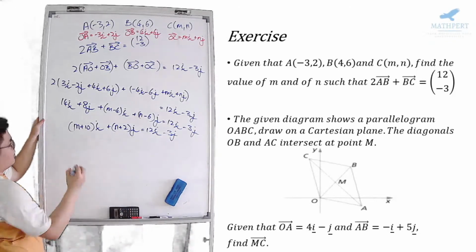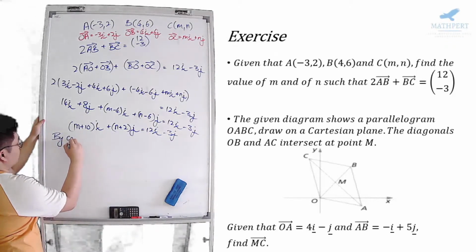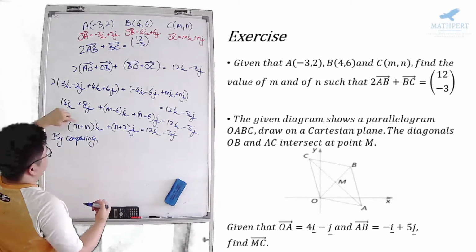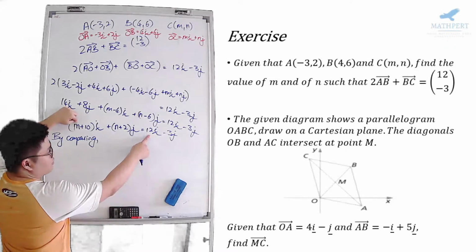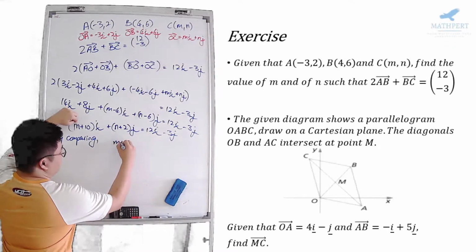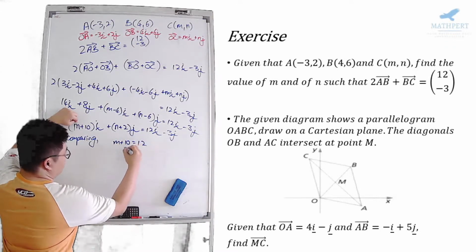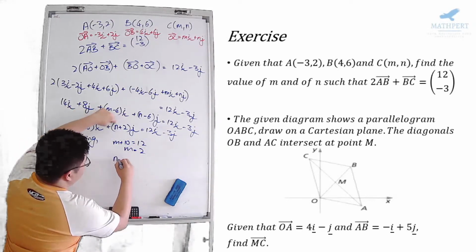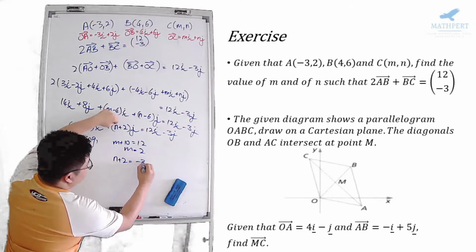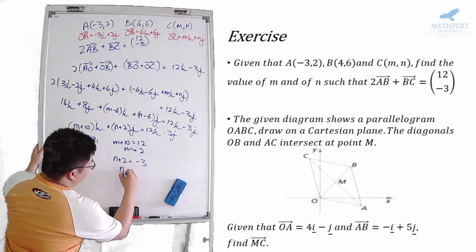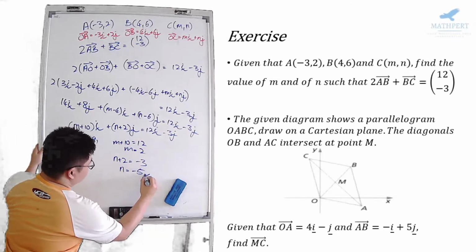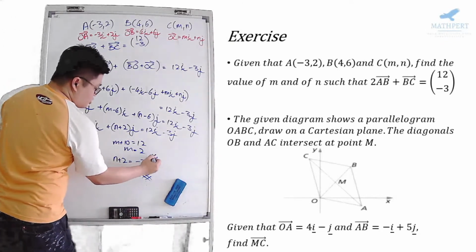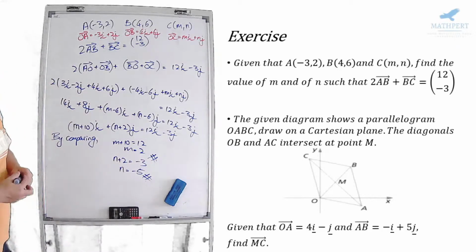Okay, by comparing, m plus 10 is equal to 12, m is equal to 2. Alright, so n plus 2 is equal to negative 3. So n is equal to negative 5. That's it. m is equal to 2, n is equal to negative 5.